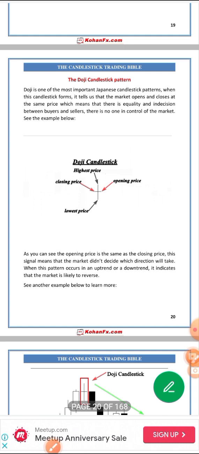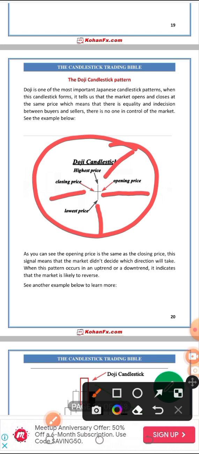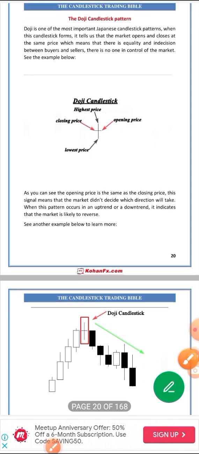And as you can see in this picture, the lowest price is here, the highest price is here, and the closing price is the same as the opening price. So it signals that there was indecision in the market. Both the buyers and the sellers were unable to decide. Their negotiation power was the same.